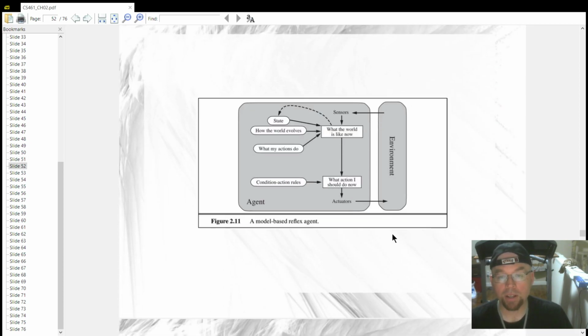So here is a schematic of it. Another picture. So I've got my environment. I sense something in the environment, and what the world is like now. What I think the world is like now is going to be based off of the original state, that internal model of the state, that internal state. What I think the world's like, how it could change, and how my actions can impact the world.